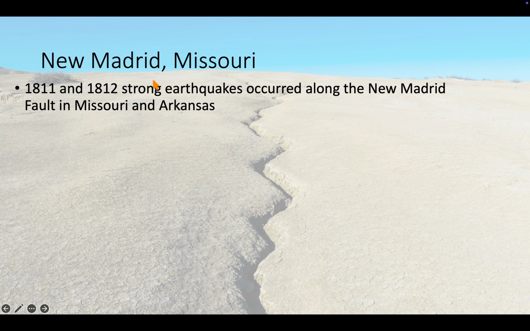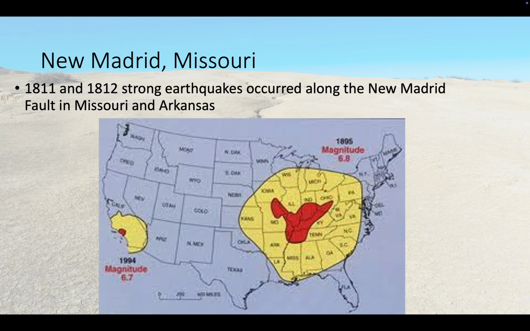So in New Madrid, Missouri, in 1811 and 1812, there were extremely strong earthquakes that occurred along the New Madrid Fault in Missouri and Arkansas. Now, we don't have an actual plate boundary there. The earthquakes that occurred were kind of in this middle area here, and they created a magnitude that looks like a 6.8 back in 1895.